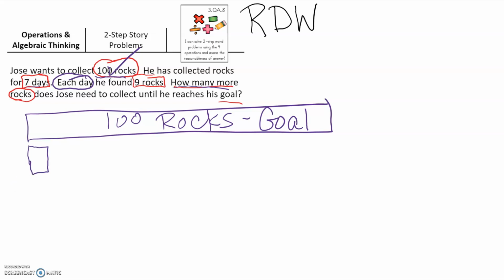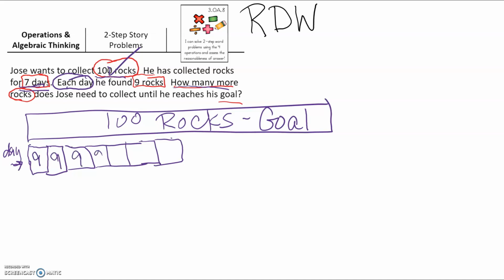Oh, that doesn't look good. That box right there means a day. And he did that for 7 days. So 1, 2, 3, 4, 5, 6, 7. So for 7 days, he's collecting rocks. Each day, so for each of these little boxes that represent a day, he's going to collect 9 rocks. So let's put 9 in each of those.